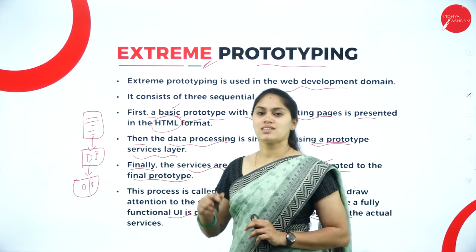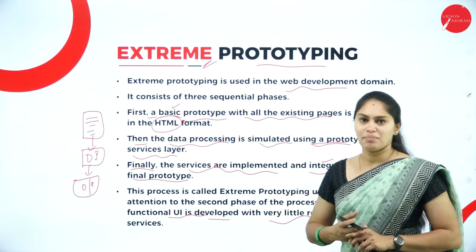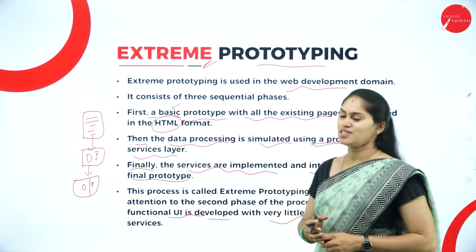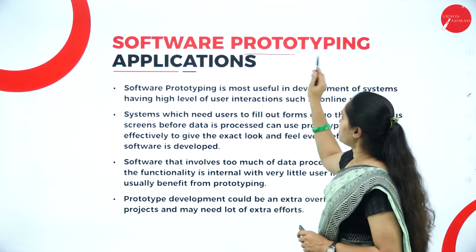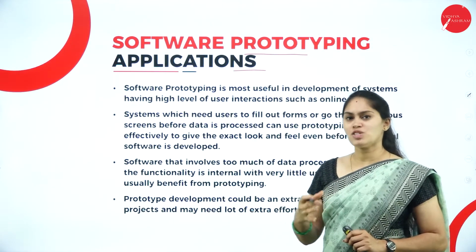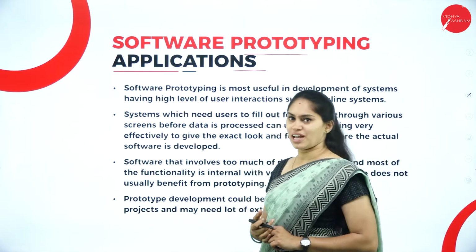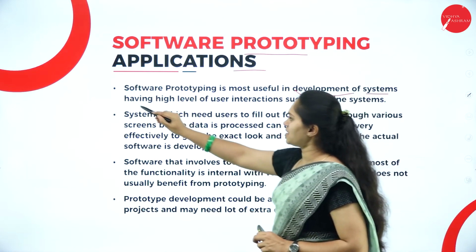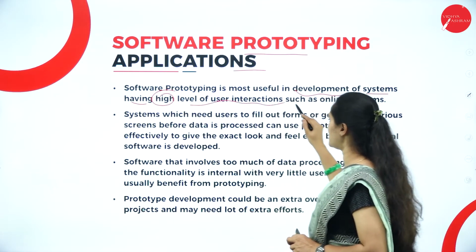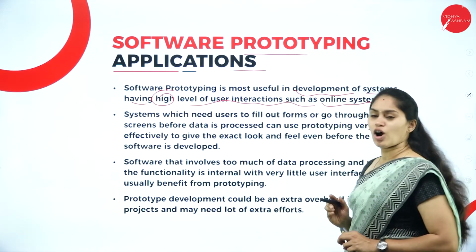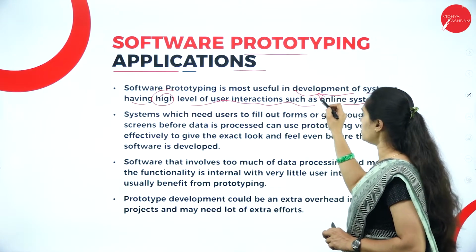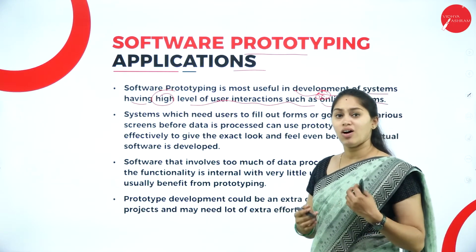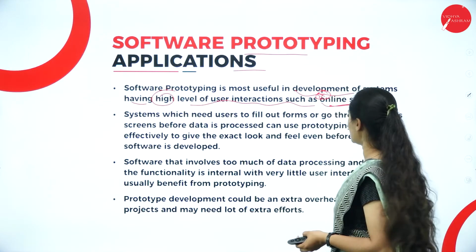This is how all the types of prototyping model are going to work. So now you can see the software prototyping applications, that means where we can use this software prototyping. Mainly it can be used in the development of a system which has a high level of user interaction. That includes online systems as an example. So we require more interaction in online kinds of systems, right?